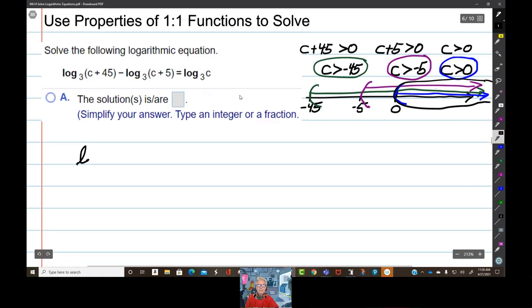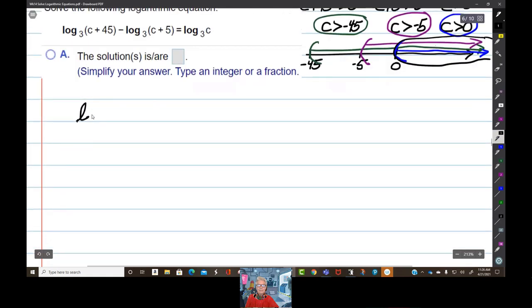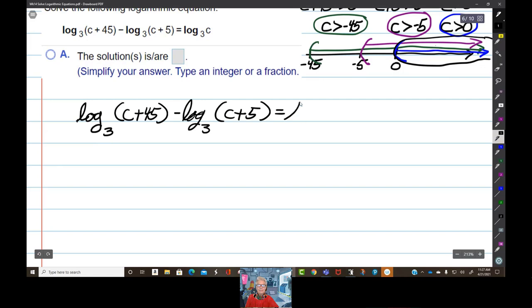Log base 3 of C plus 45 minus log base 3 of C plus 5 equals log base 3 of C.